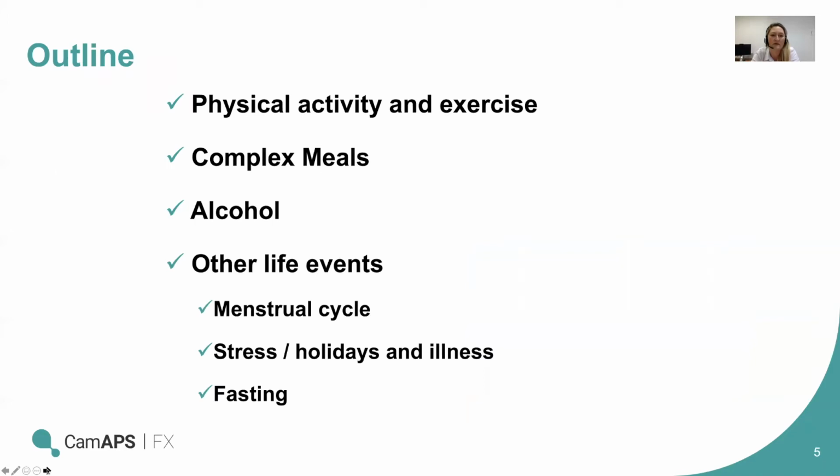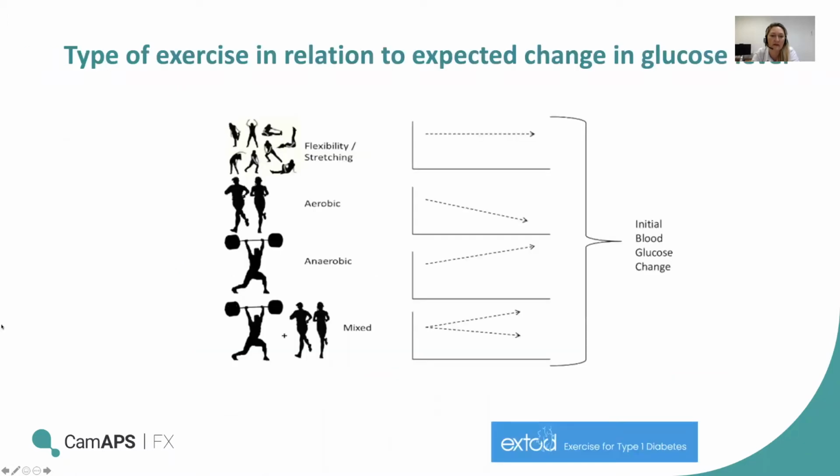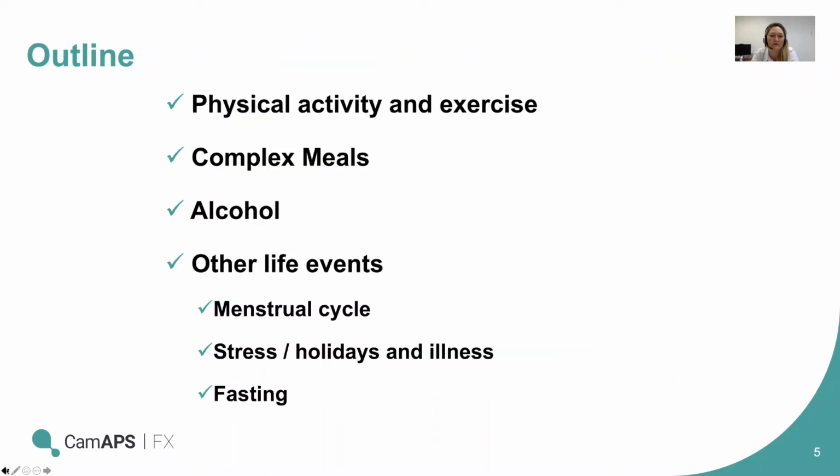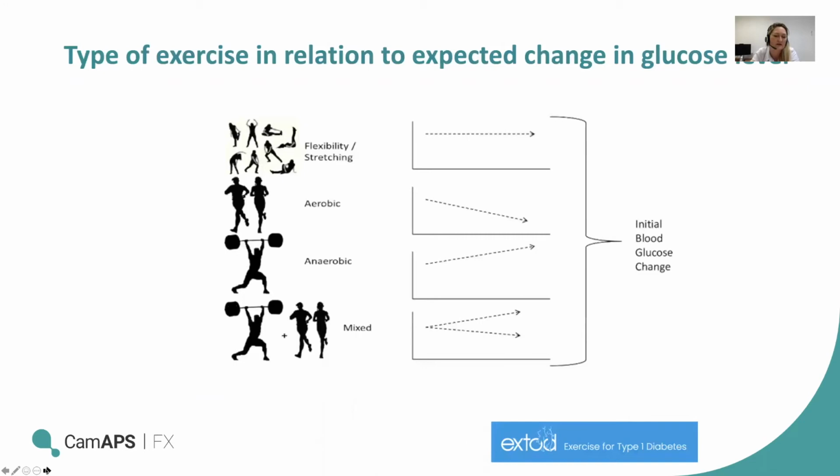So we'll whiz through. Helen's going to talk about physical activity and exercise, and then I'm going to go through complex meals and alcohol, and then we'll move on to some other life events with Charlotte. So to start off with, Helen is going to talk through physical activity and exercise. Okay, thank you. Thanks for having me.